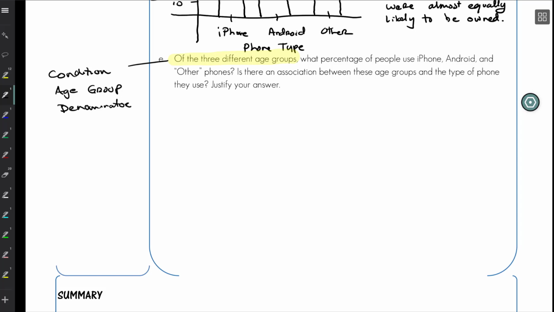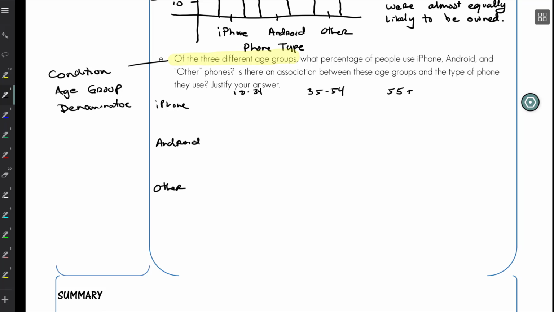Okay, so let's go ahead and set up our table here a little bit, where I've got iPhone owners that I'm going to look at, I've got Android, and I've got other. Then I'm going to break things out by the age group: 18 to 34, 35 to 54, 55 and up.